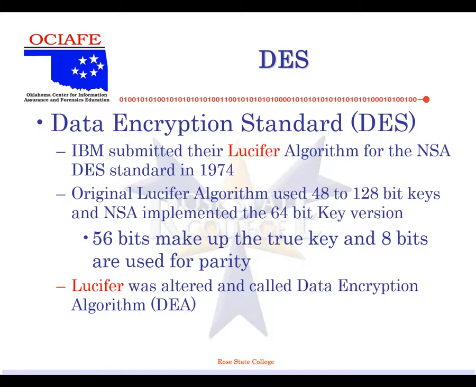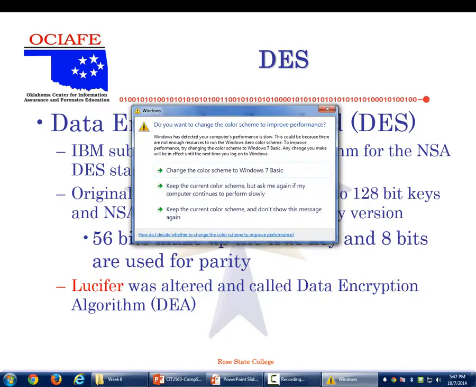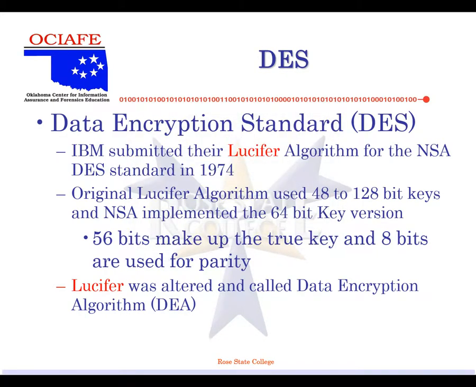This was originally submitted as the Lucifer algorithm in 1974. The original algorithm used a 48 to 128-bit key. So in other words, they had a variable key length. They came up with a 64-bit key version, which is 56 bits plus 8 bits for parity. It was altered to become DEA, not Drug Enforcement Agency, but Data Encryption Algorithm.